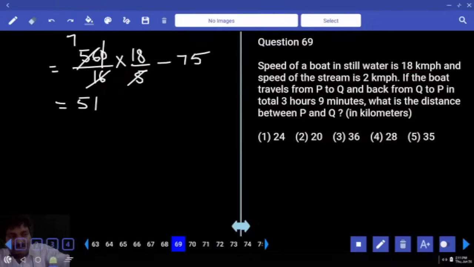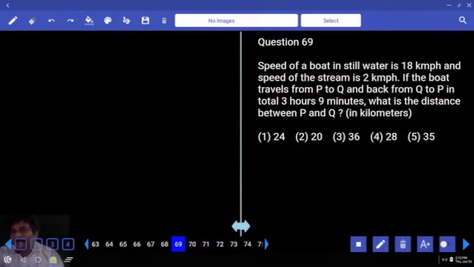Speed of a boat in still water is 18 km per hour and speed of the stream is 2 km per hour. If a boat travels from P to Q and back from Q to P in total 3 hours 9 minutes, what is the distance between P and Q?